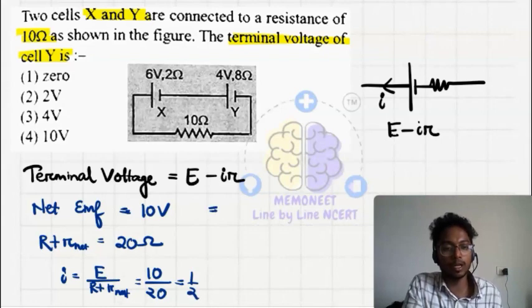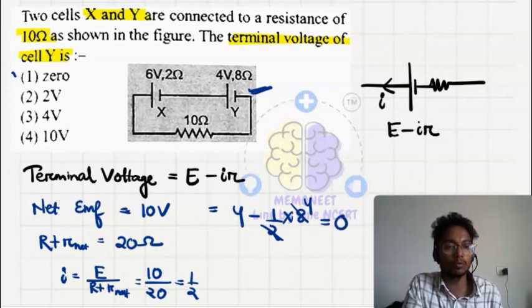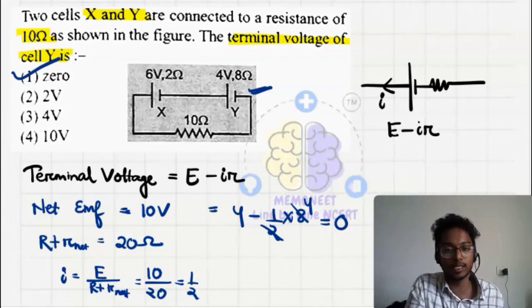So what will be the terminal voltage for the cell Y? This is cell Y. Okay, so E is 4 minus I into R. What is the current? Half. What is the resistance here? 8. So this is equal to 1 by 2 into 8, which is 4. So we will have the terminal voltage as 0. So option 1 is our correct answer. I hope you understand this very well.